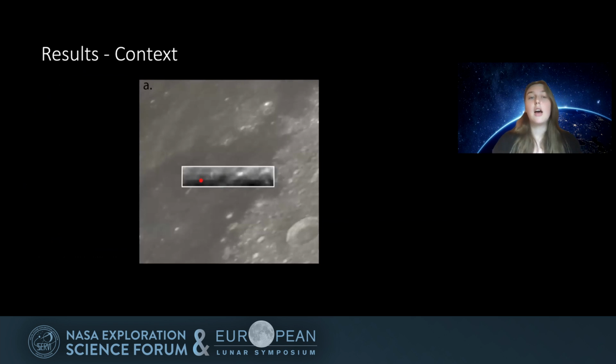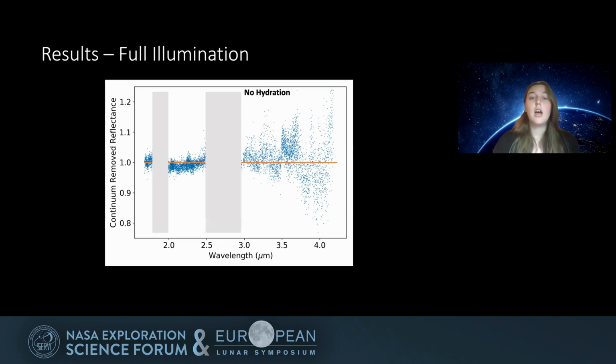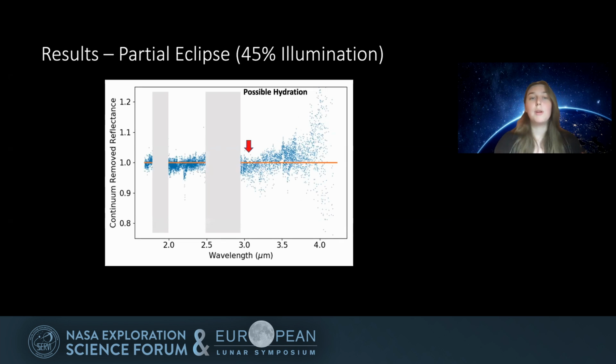So for context, that red dot is the Chang'e 5 landing site, and we created a hyperspectral map using telescope data in that white box that you see outlined there. When we look at the full illumination data, we do not see a decrease below the continuum around 3 microns, which indicates no hydration. However, when we look at our partial eclipse data set, we see a small decrease below the continuum, which could possibly be due to a hydration band.